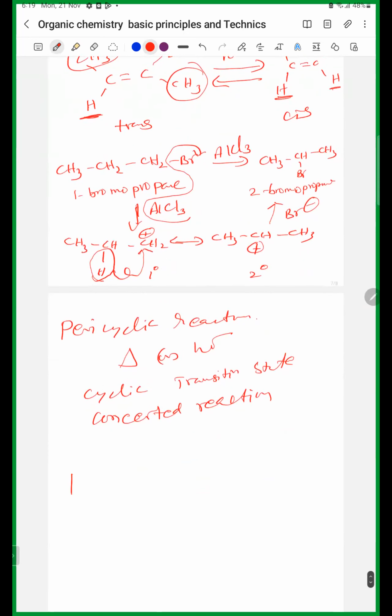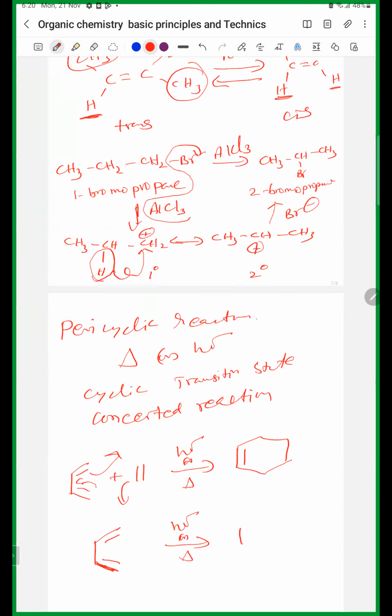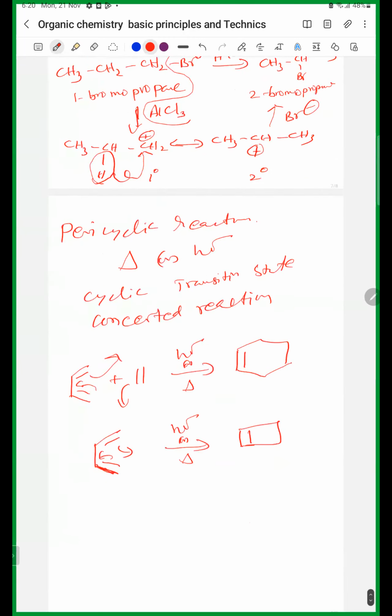For example, when you have butadiene reacting with an alkene, it will form a cyclic compound in the presence of light or heat. Or otherwise, when you have a very strained ring, in the presence of heat or light, it will give cyclobutene. So this is called a pericyclic reaction.